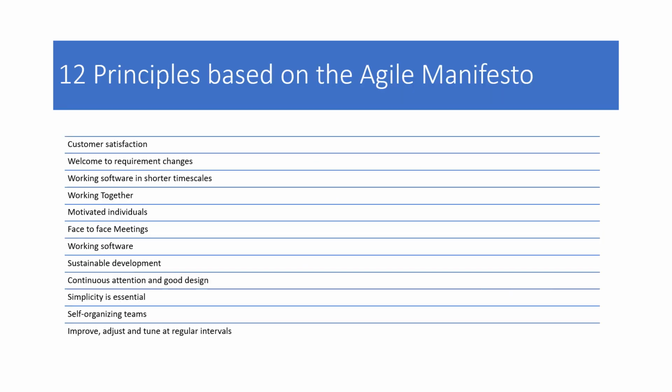In these slides, we will talk about 12 principles based on the Agile Manifesto. In short, it covers the points shown on the screen. Customer satisfaction. Welcome requirement changes. Working software in shorter timescales. Working together. Motivated individuals. Face-to-face meetings. Working software. Sustainable development. Continuous attention and good design. Simplicity is essential. Self-organizing teams. Improve, adjust and tune at regular intervals. Let us see these principles in detail in the following slides.